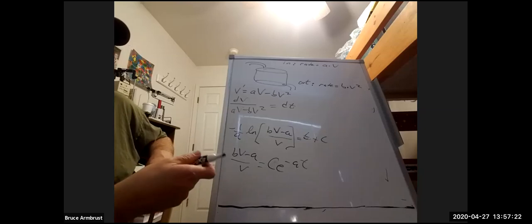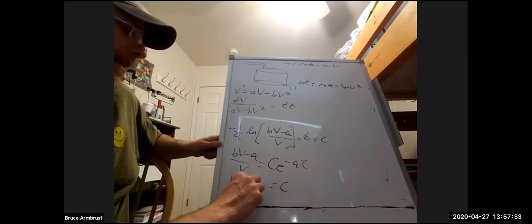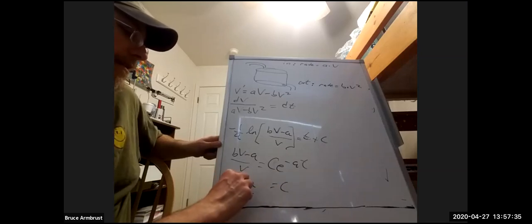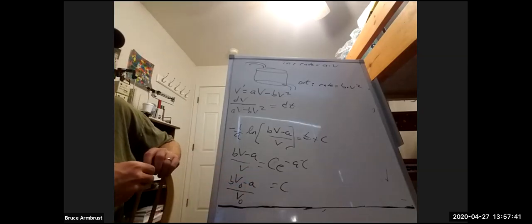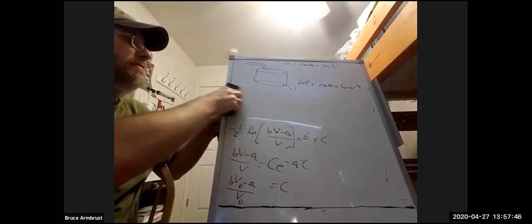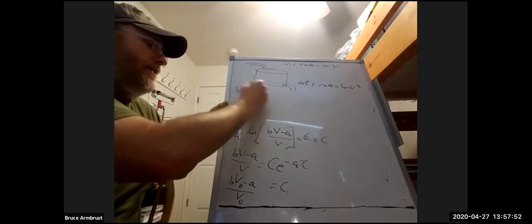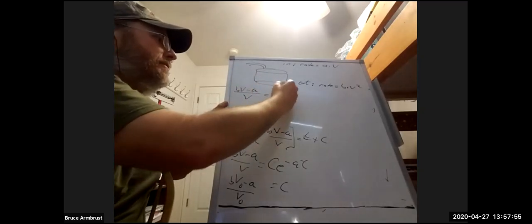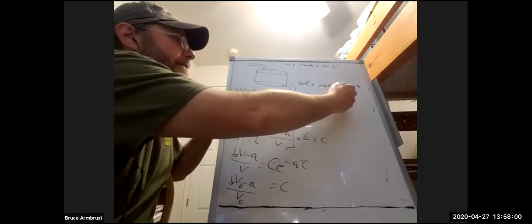Let's go ahead and get our initial condition. We were told that at time 0, we get a volume of V naught. So that tells me that C is going to equal BV naught minus A over V naught. So whatever our initial volume is, that's what the C is going to equal. So I'll run that back up here. We now have BV minus A over V is equal to BV naught minus A over V naught times e to the minus At.